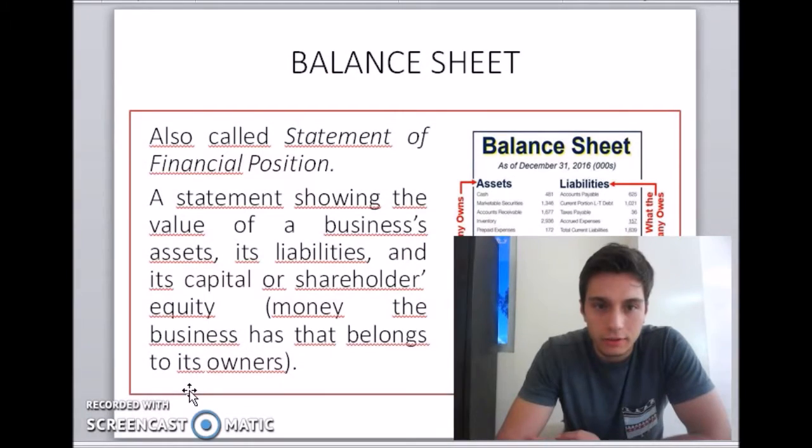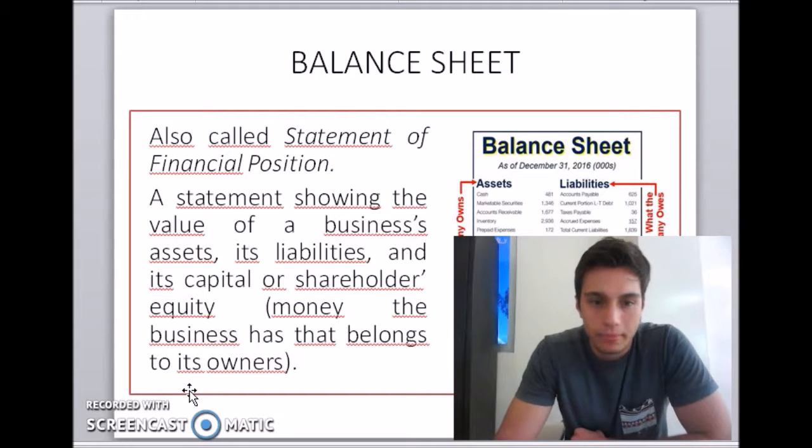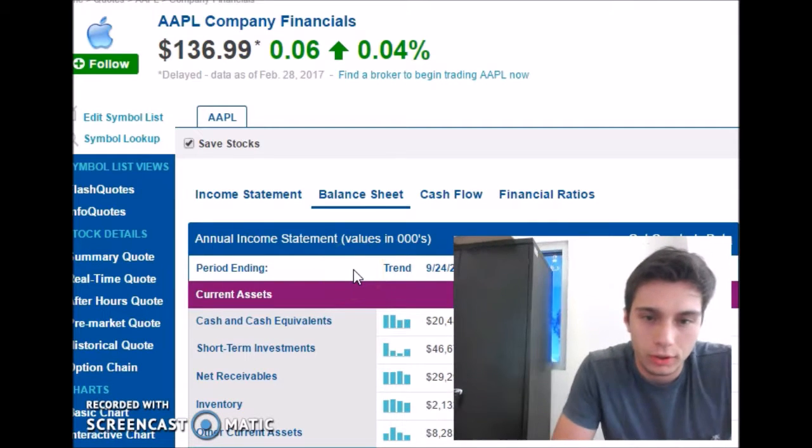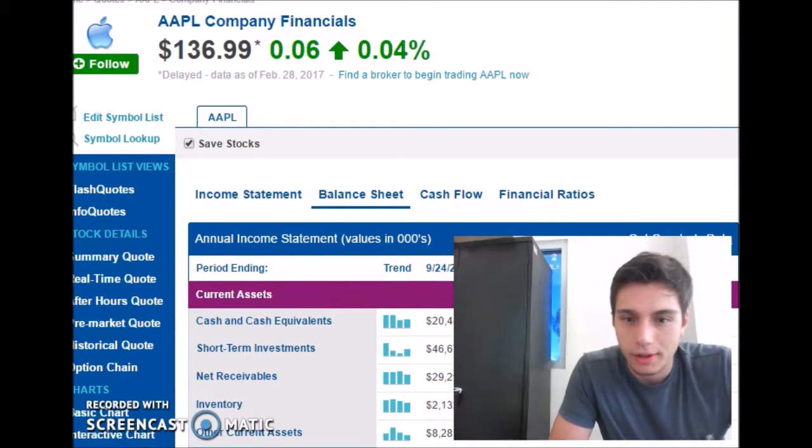The balance sheet, also called statement of financial position, is a statement showing the value of a business's assets, its liabilities, and its capital or shareholder equity. That is money the business has that belongs to its owners. Balance sheet of Apple. We're going to talk about the values of 2016 and 2015.